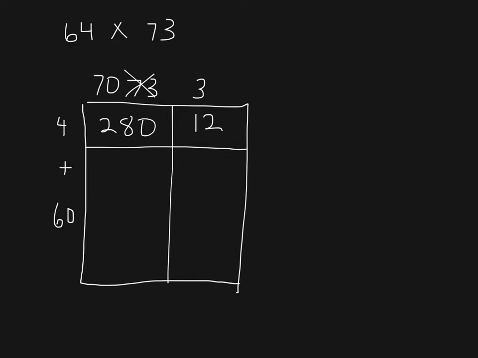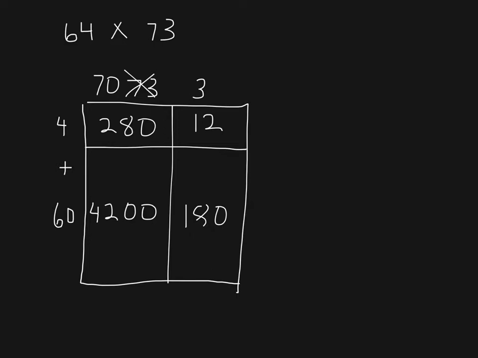And 60 times 3 is, if I first just think of the basic facts, 6 times 3, which is 18, but this is actually 6 tens times 3, so that's going to be 180. And then 6 times 7 is my basic fact for that last box, but of course it's 6 tens times 7 tens. So 6 times 7 is 42, and since I also have a 10 times a 10, that's going to be 42 hundreds.